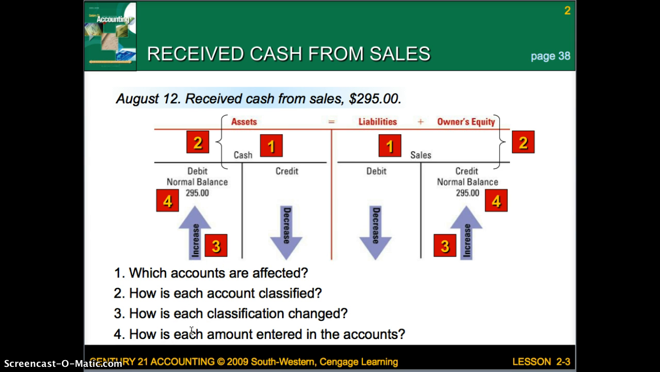Well, if I receive cash, my pile of cash is getting bigger, so my cash is going to increase. And when I make a sale, the worth of my business is also growing. So my credit side, which is my normal balance increase side of my sales account, is going to also increase by $295. Think of it as your worth in your company is your pile. If I make a sale, my net worth gets bigger. So how is each amount entered? We have a cash debit of $295 and a sales credit of $295.